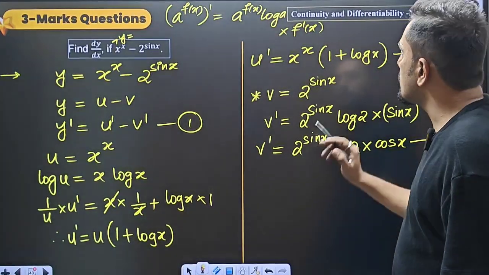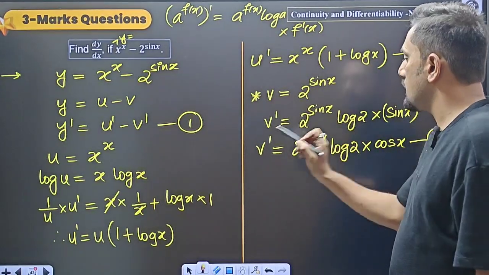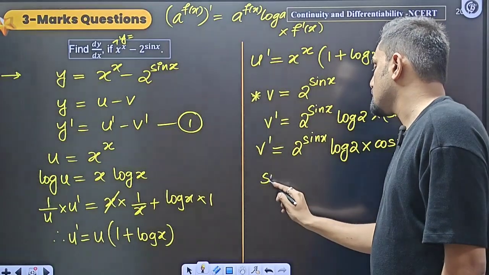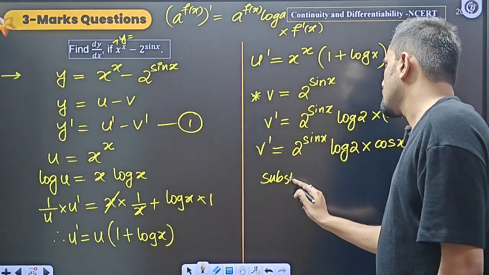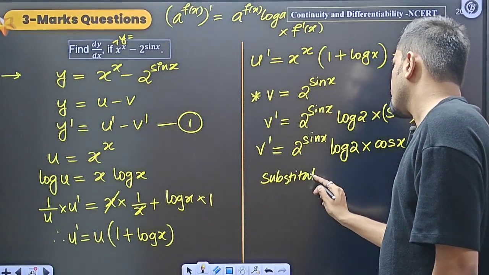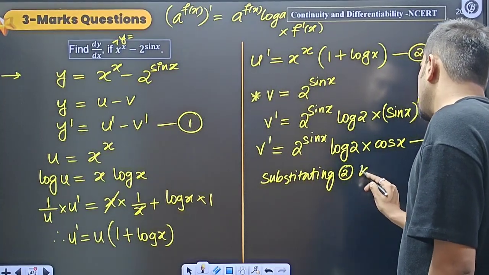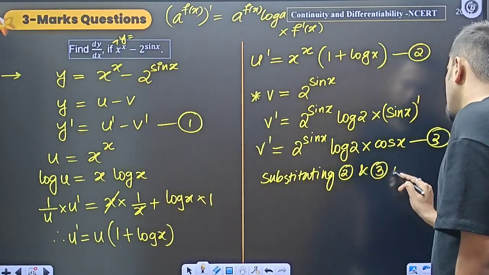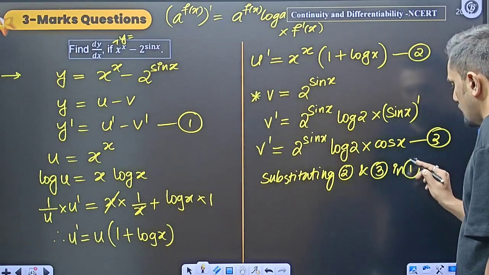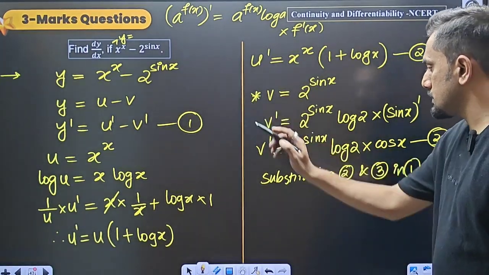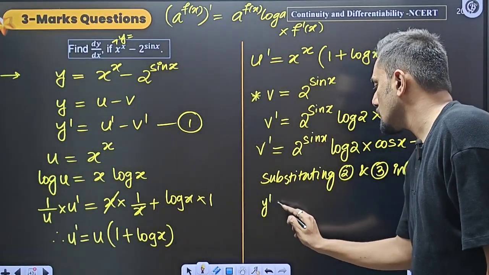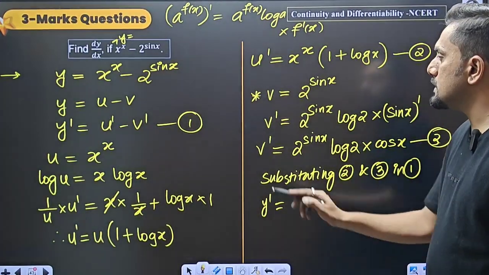Okay, substituting equations 2 and 3 in equation 1. Then this becomes dy by dx or y dash is equal to u dash.